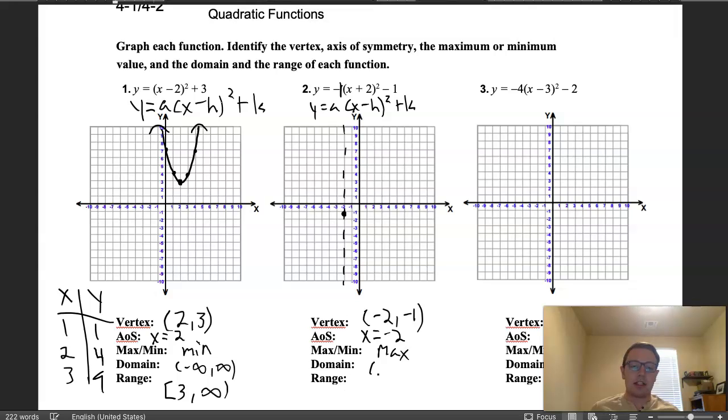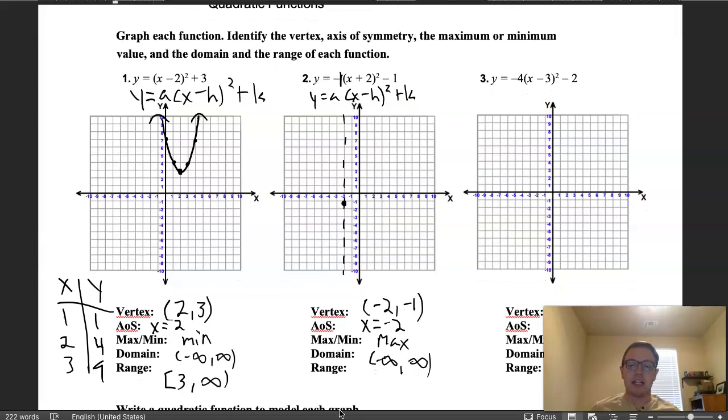Our domain, like always, is minus infinity to positive infinity. And our range is going to be, well, this is our maximum value here. So we're going to start at minus infinity, and we're going to go to our maximum value of minus 1. Remember, for our range, we're looking for the y values. So our maximum is going to be our y value here.